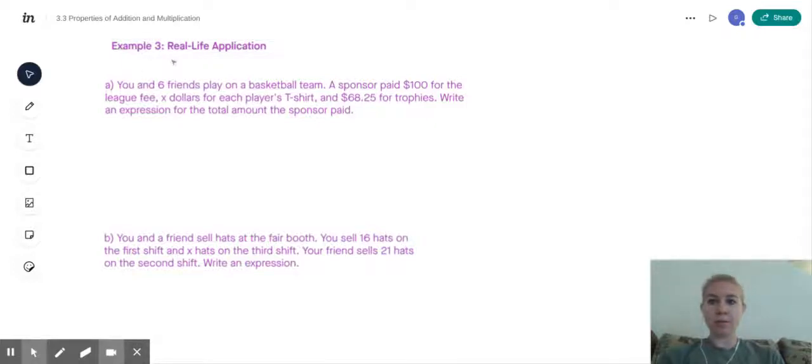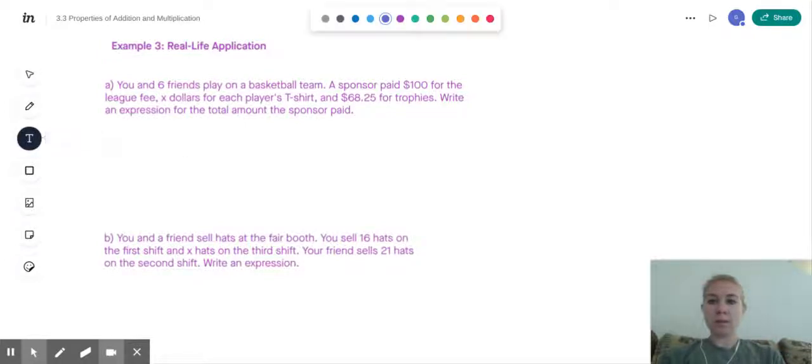All right, let's go over example 3, real life application. This is part of chapter 3, section 3, properties of addition and multiplication. All right, our first problem says, you and 6 friends play on a basketball team. A sponsor paid $100 for the league fee, X dollars for each player's t-shirt, and $68.25 for trophies. Write an expression for the total amount the sponsor paid.